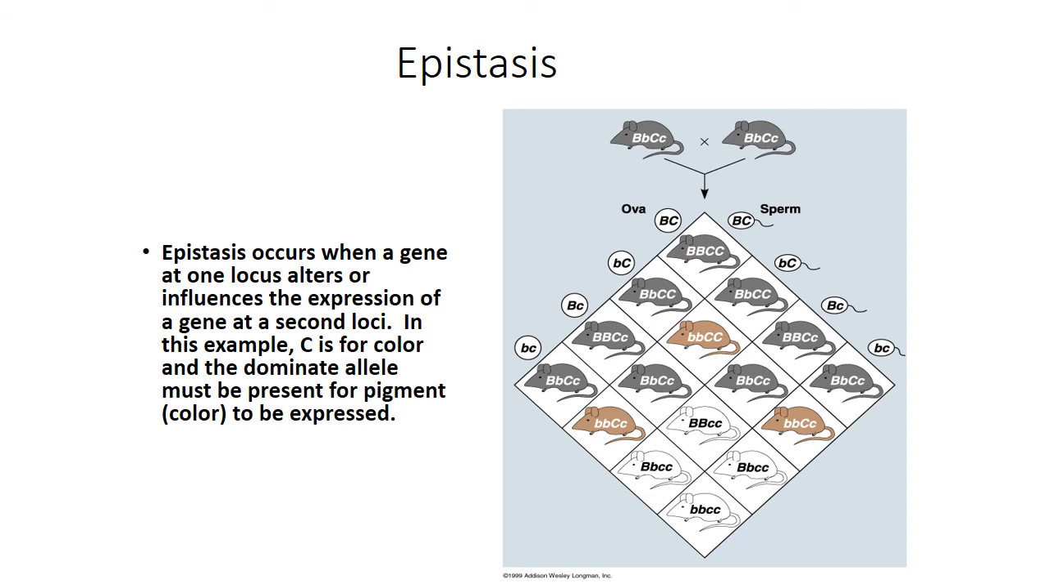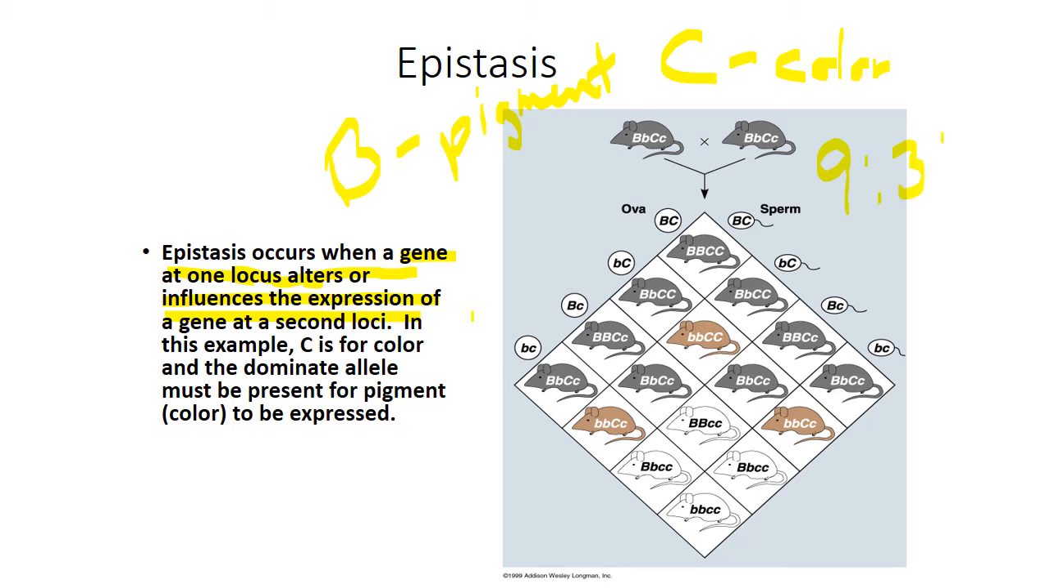Now, epistasis occurs when a gene at one locus can influence or alter a gene at another locus. So here we have C is color, and this must be dominant for pigment, which is B, to be expressed. If color is dominant, we can have the other allele be expressed, but if it's recessive, then it's not going to show. So here we have two heterozygous mice, and since they show the dominant trait in both traits, remember we would normally have a 9:3:3:1 ratio, but this is epistasis, meaning that C is going to affect how B is expressed.